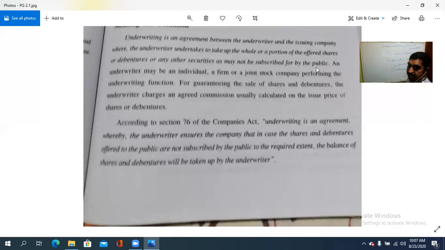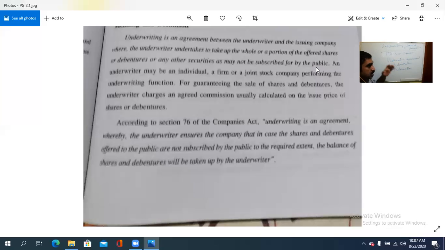So, according to section 76 of the Companies Act, it is an agreement whereby the underwriter assures the company that in case the shares and debentures offered to the public are not subscribed by the public to the required extent, the balance of the shares and debentures will be taken up by the underwriter. So whatever terms you see now, you already studied: the underwriting agreement between the underwriter and the issuing company.